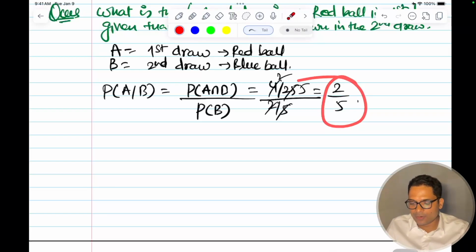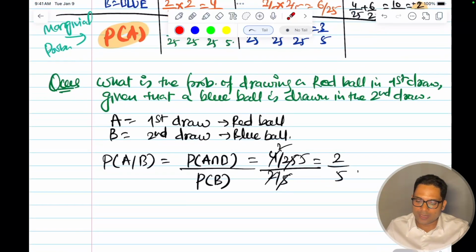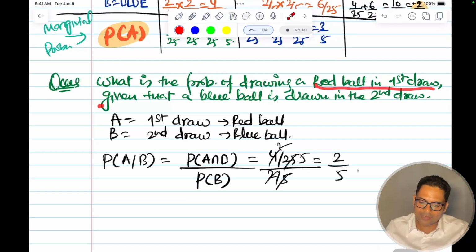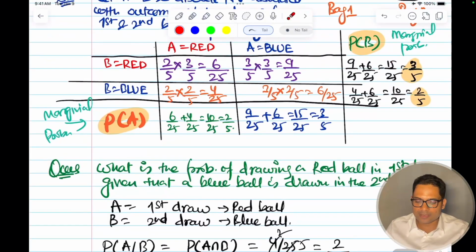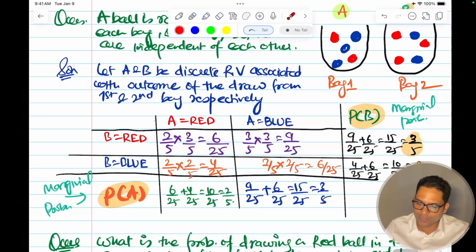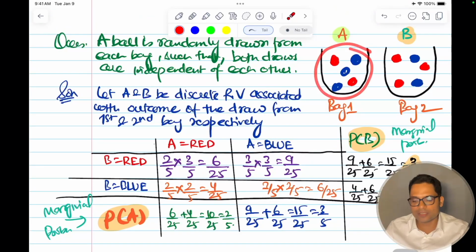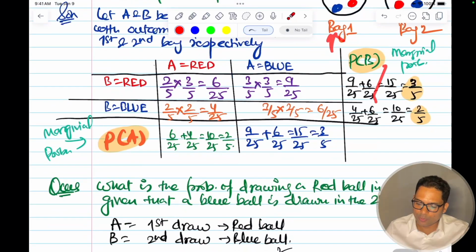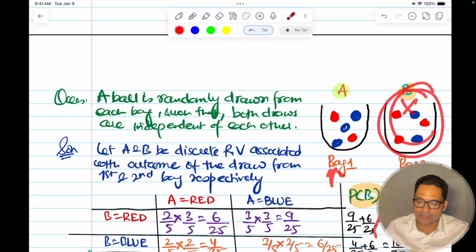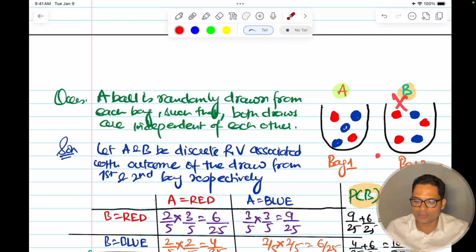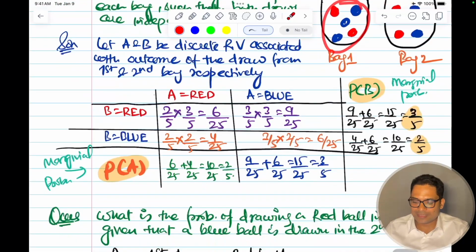So the probability of drawing a red ball in first draw, given that a blue ball is drawn in the second draw, let's see, just match it. It's a simple toy example, so let's match it. The probability of drawing a red ball in the first draw, that is from the first bag, given that a blue ball is drawn in the second draw. So this second draw is given. So what is the probability of drawing a red ball from the first draw? This is 2 by 5, and that's what we got.